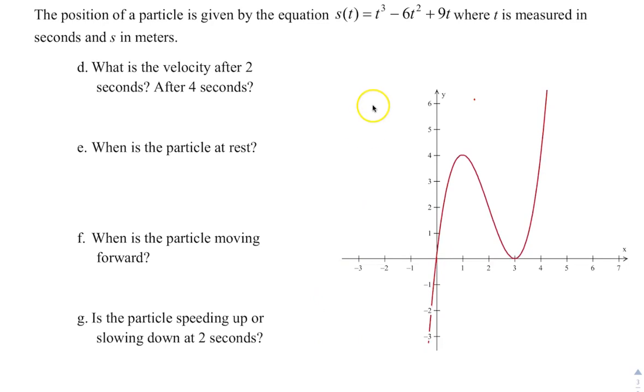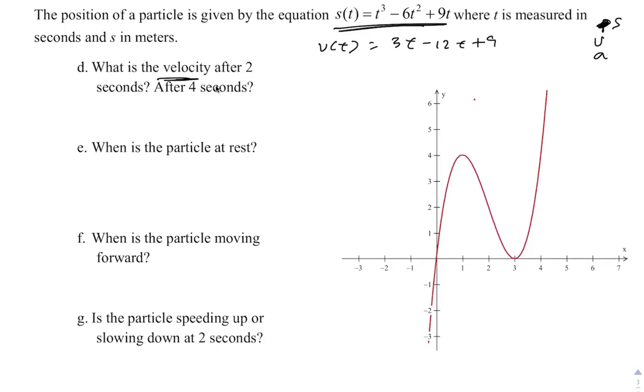The position of a particle is given by the equation s of t equals t cubed minus 6t squared plus 9t, where t is measured in seconds and s in meters. What is the velocity after 2 seconds, after 4 seconds? So again, I've got to find the velocity. And remember, like we talked about many times, it's position, velocity, acceleration. So right now I have the position function. In this case, it's an s. So let's take a derivative, find velocity. My velocity equation is going to be 3t squared minus 12t plus 9.